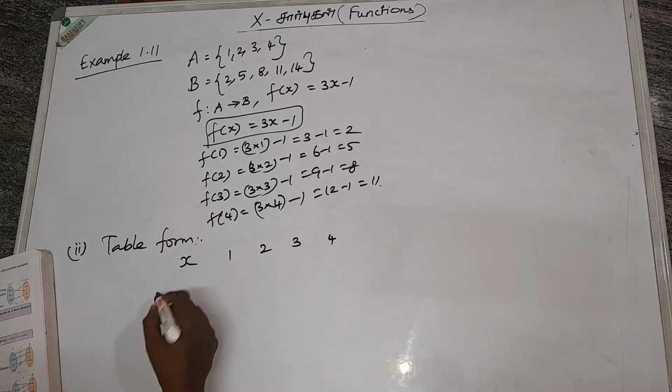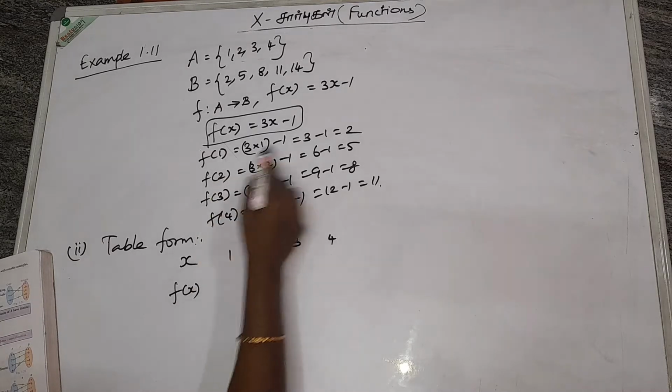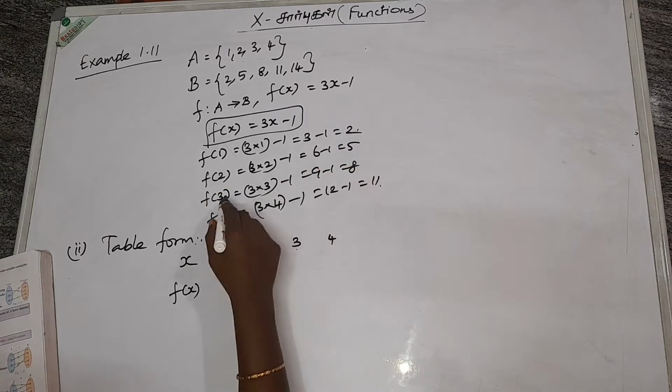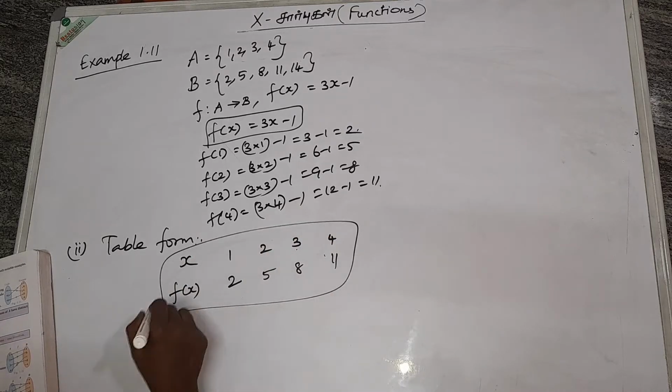Then here you have to write the image. Image of x is nothing but f of x. This is images. Okay, what is the image of 1? We have found already, it is 2. Image of 2 is 5. Image of 3 is 8. Image of 4 is 11. Okay, this is the table format.